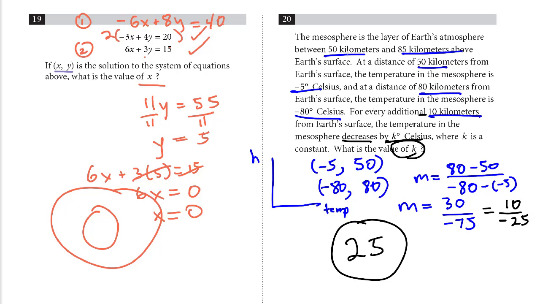There seems to be a curious problem here, though. Our mesosphere ends at 85 kilometers, and another 10 kilometers from 80 kilometers would take us to 90 kilometers, which might, according to the problem, be outside the mesosphere. So I'm not clear that the linear relationship would work because they only defined it in the mesosphere. So who knows? But if we assume that's the case, it looks like K is 25.